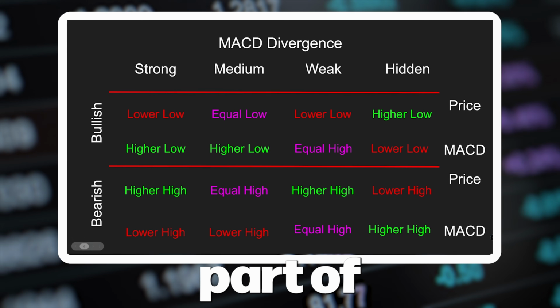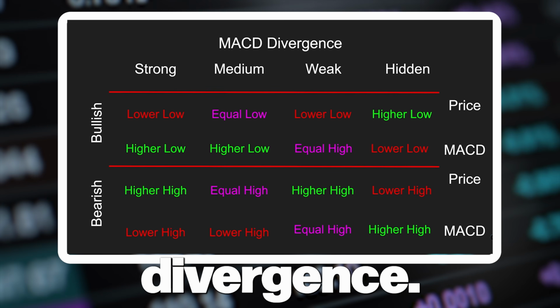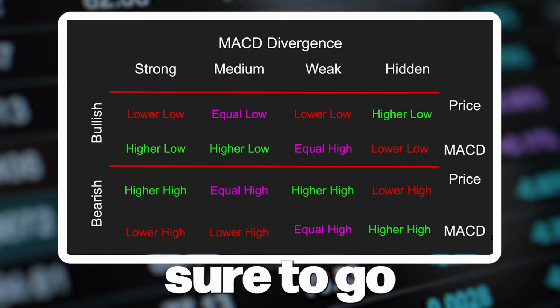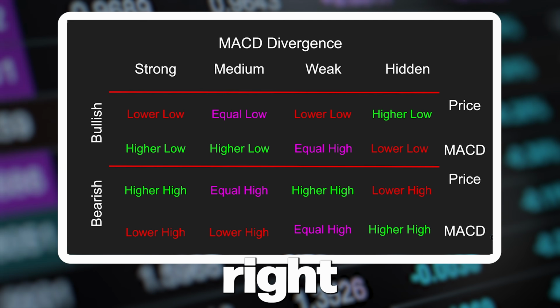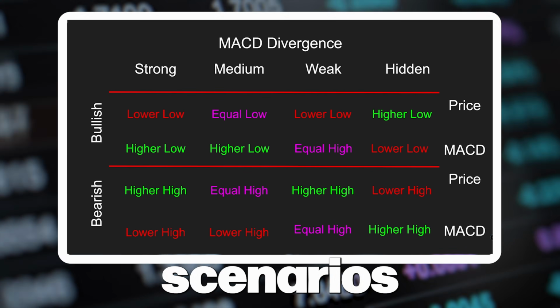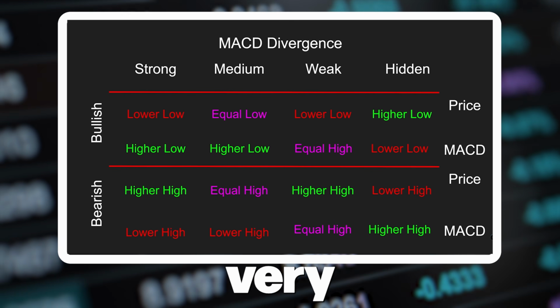Now, the most powerful part of the MACD is going to be the divergence. This is a cheat sheet I made for you guys, but there's tons of them online, so make sure to go get one for yourself and print it out and put it right next to your computer. Now, what you're looking for are specific scenarios that will tell you, hey, this is very bullish, or hey, this is very bearish.